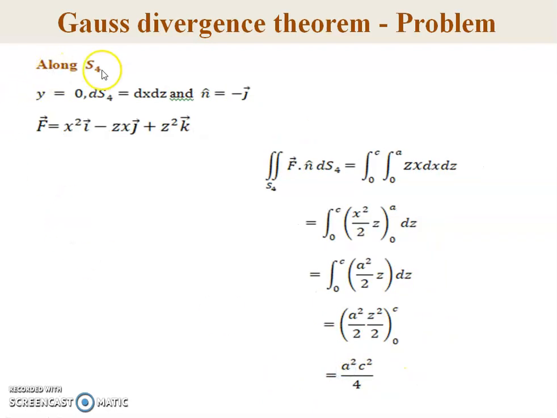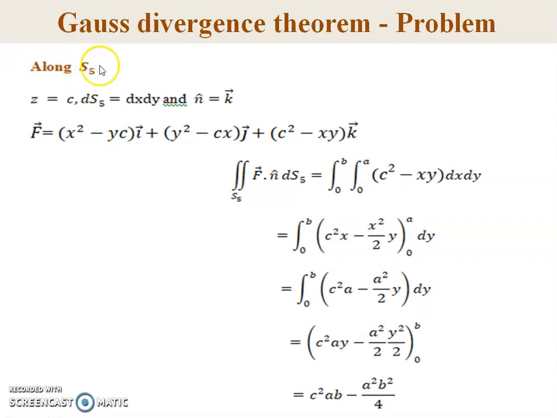Similarly, along S4, y equal to 0, ds4 equal to dx dz, n cap equal to minus j. If you put y equal to 0, it reduces to like this. Okay. Now take the dot product. i dot j becomes 0, j dot j becomes 1, minus into minus becomes plus, zx here. Now integrate with respect to x and z. After simplification, we get a square c square by 4.